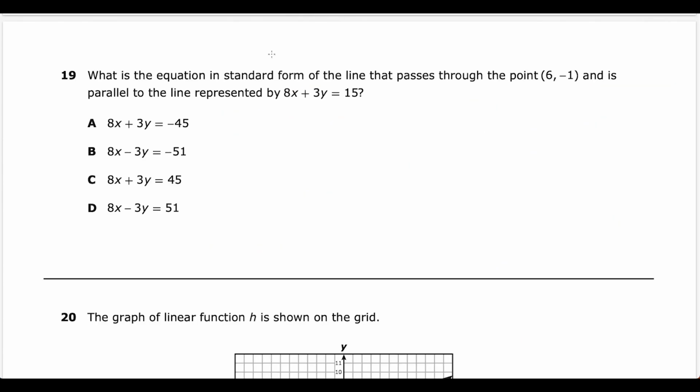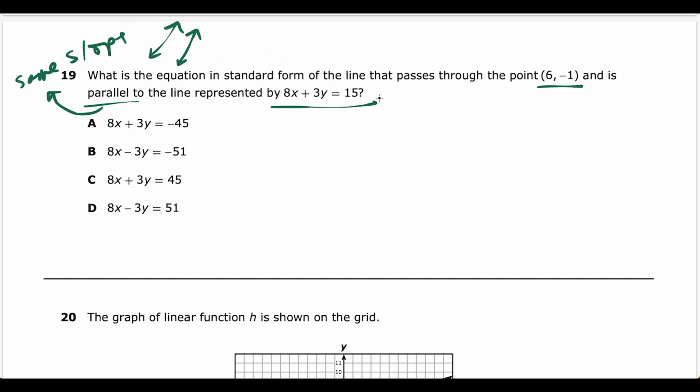Okay, question 19. What is the equation in standard form of the line that passes through this point and is parallel to the line represented by this? Just know that parallel lines have the same slope, and that's something we're going to use here. When I have two parallel lines that aren't going to cross, they have the same slope because they're going in the same direction. That's why they're not going to cross.